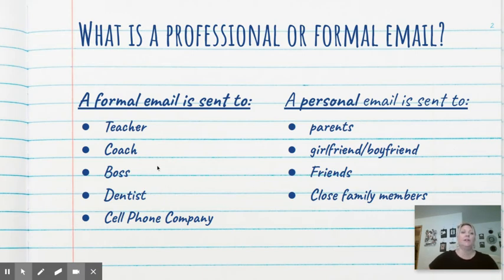So the difference here is a formal email is sent to somebody that you have a business-like relationship with. So even though I'm your teacher and you might know me pretty well and feel comfortable with me, we still have a businessy relationship versus your relationship with a very close family member or a very close friend.